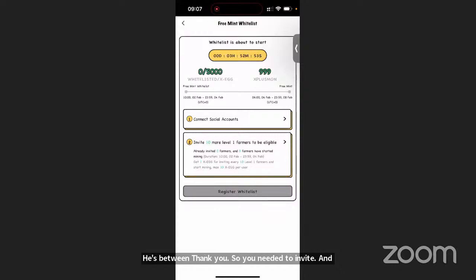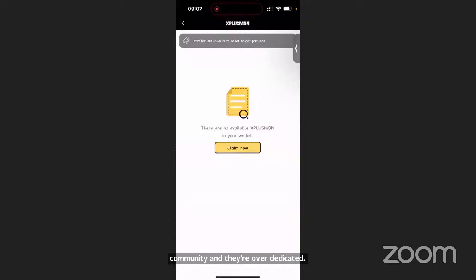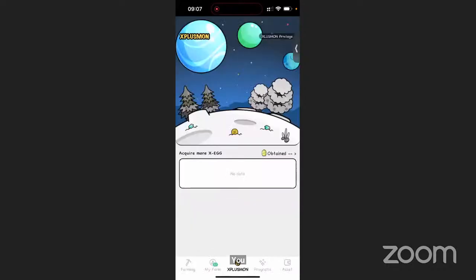They are going to be giving away 5,000 XEG NFTs, and they're also going to give out 999 X Plus Moon tokens. According to my analysis, this token, maybe when it comes to the market, it may do 1,000 X. They're building a very big community, and they're over dedicated. So what you're going to do in the next 3 hours is add, then claim the X Plus Moon in your wallet address.